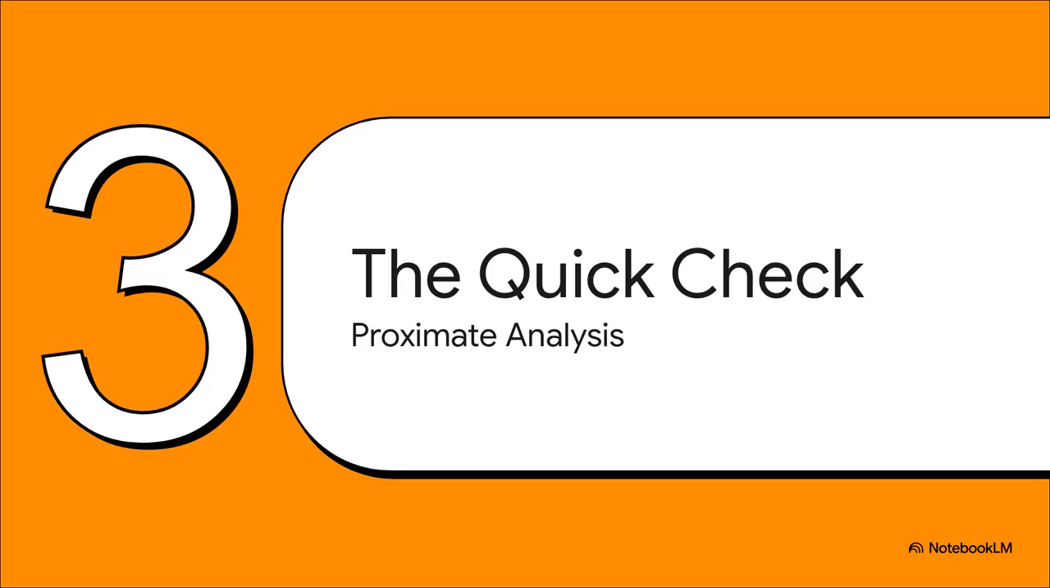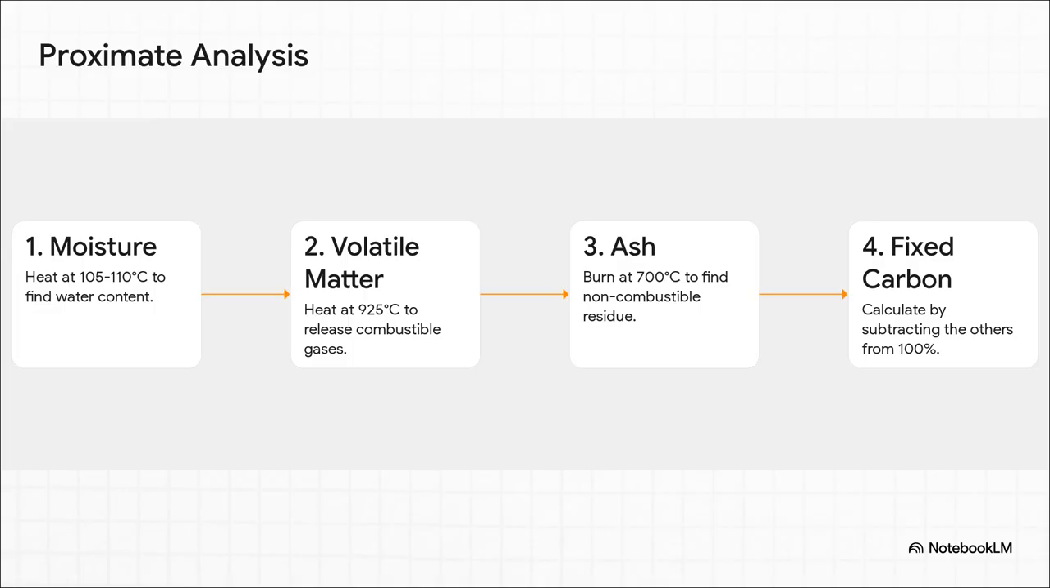Okay, so we know we want a high calorific value. But how do we figure out the quality of a solid fuel, like a piece of coal? Well, let's start with the first method, proximate analysis. Think of this as the quick and dirty overview. Proximate analysis is a really straightforward lab process, and it's got 4 main steps. First, you gently heat a sample to get rid of any moisture. Step 2, you crank up the heat in a sealed container to release what's called volatile matter. These are gases that burn off easily.